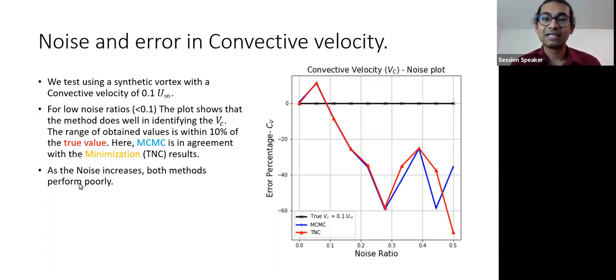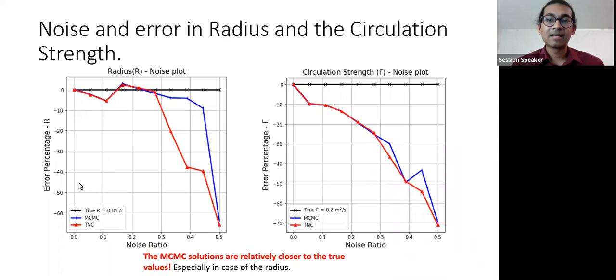However, as the noise increases, it can be seen that the convective velocity diverges from the true value, and both the methods are also exhibiting different behavior. Now let's observe how similar trends are in terms of the radius and the circulation strength parameters against adding noise. So for the R plot on the right, we can observe that the true radius is plotted as a black horizontal line, which shows a 0% error.